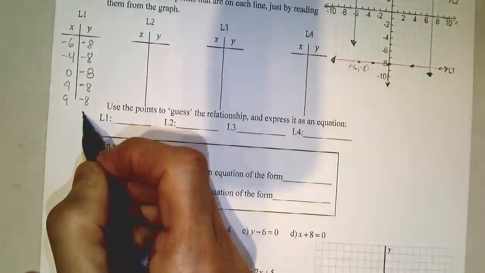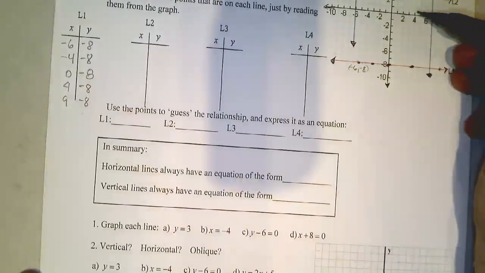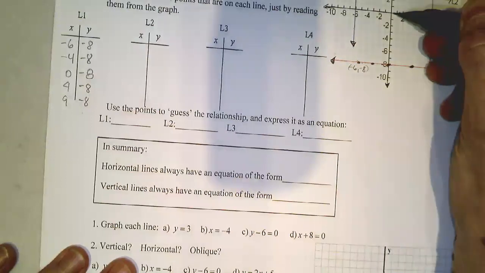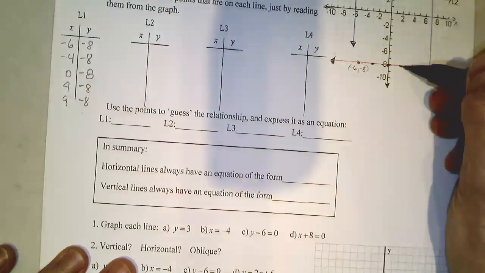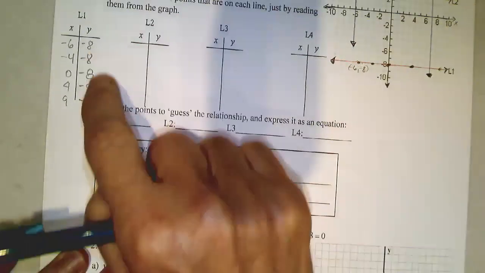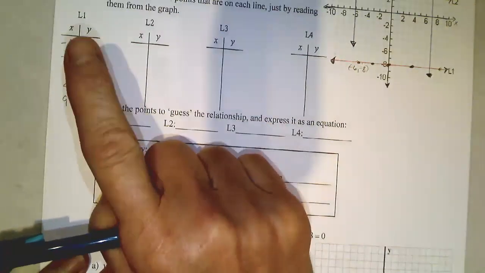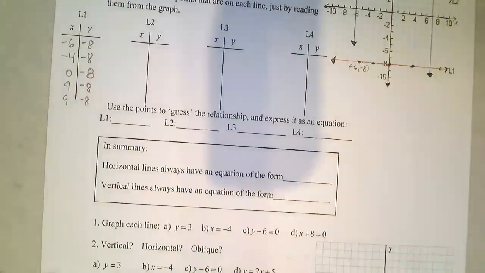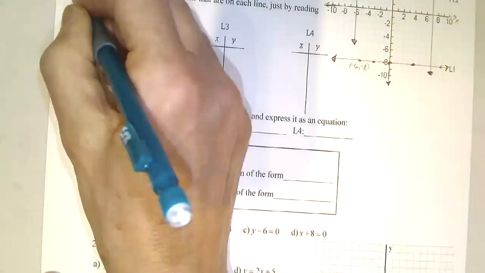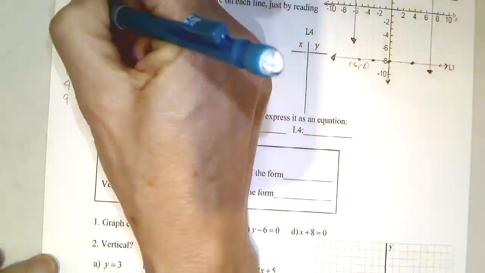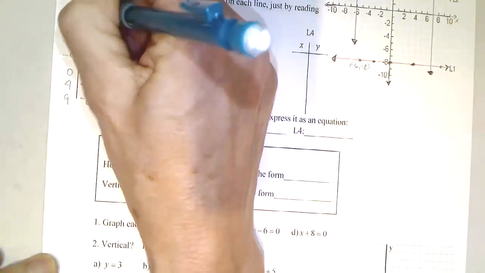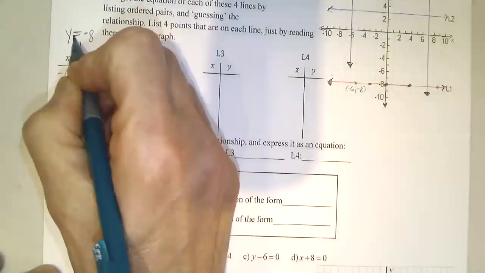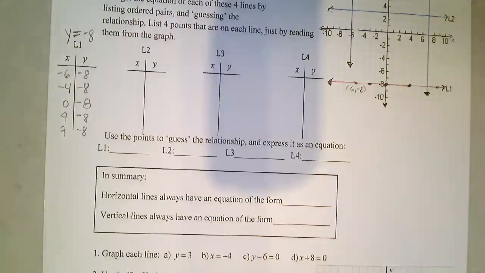the y is always -8, which makes perfect sense because you can go over 10, but you're going to go down 8. You can go over 2, but you have to go down 8. Every single point here has a y coordinate of -8. Every single point, no matter which one you pick. Guess what the equation is? y equals -8.